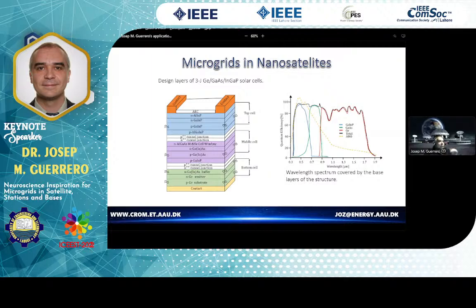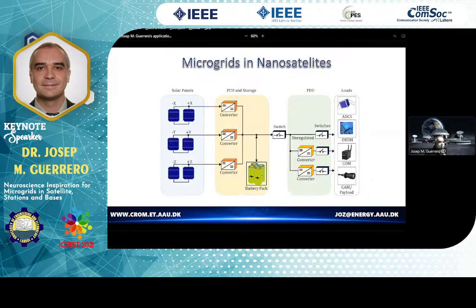And now I can see that they are also coming back to the Earth. So triple junction solar cells are also common in terrestrial applications.